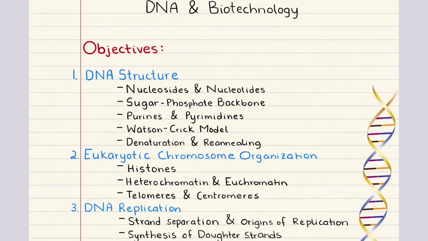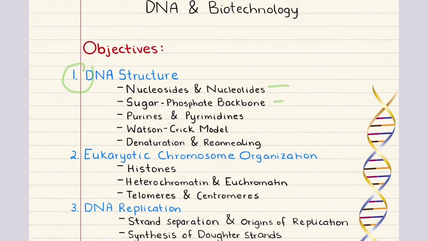Today we're going to cover chapter 6 in our MCAT Biochemistry series, and this chapter is titled DNA and Biotechnology. In this chapter, we're going to cover the following objectives. First, we're going to review the structure of DNA, starting with the building blocks called nucleosides and nucleotides. Then we're going to move on to how these link together through the sugar-phosphate backbone.